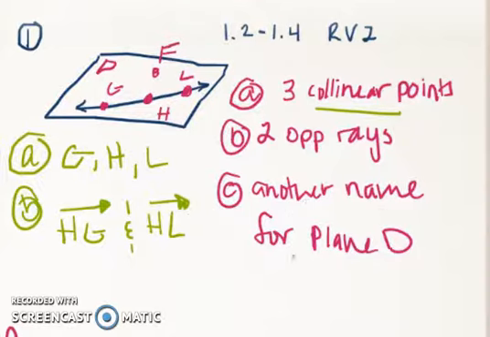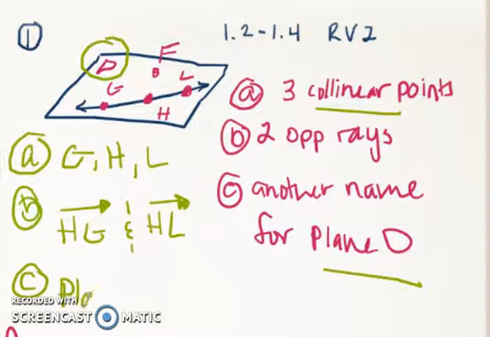This last one, another name for plane D. Now we know it's plane D because it's got this kind of cursive letter right here, it has no point. Another name that we could call this would essentially be using 3 non-collinear points. So I could pick any 3 non-collinear points. I could call this plane G, H, F. I can't use the L on here. If I use G, H, L, it wouldn't work because G, H, L are collinear. We want to use 3 non-collinear points. So make sure that you use 3 non-collinear points, which is another way we can name a plane.